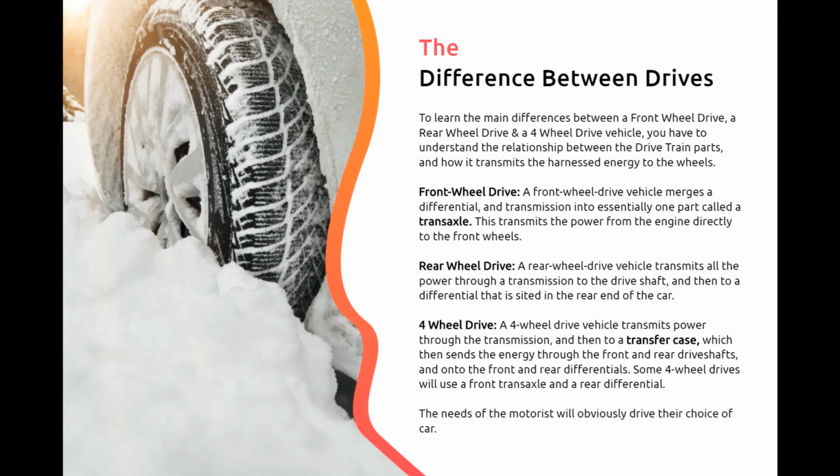Rear-wheel drive. A rear-wheel drive vehicle transmits all the power through a transmission to the drive shaft and then to a differential that is sited in the rear end of the car. Four-wheel drive. A four-wheel drive vehicle transmits power through the transmission and then to a transfer case, which then sends the energy through the front and rear drive shafts and onto the front and rear differentials. Some four-wheel drives will use a front transaxle and a rear differential. The needs of the motorist will obviously drive their choice of car.